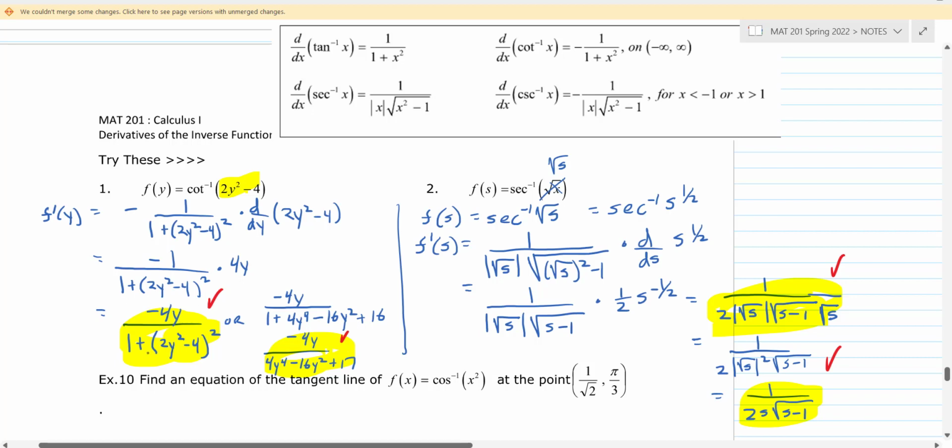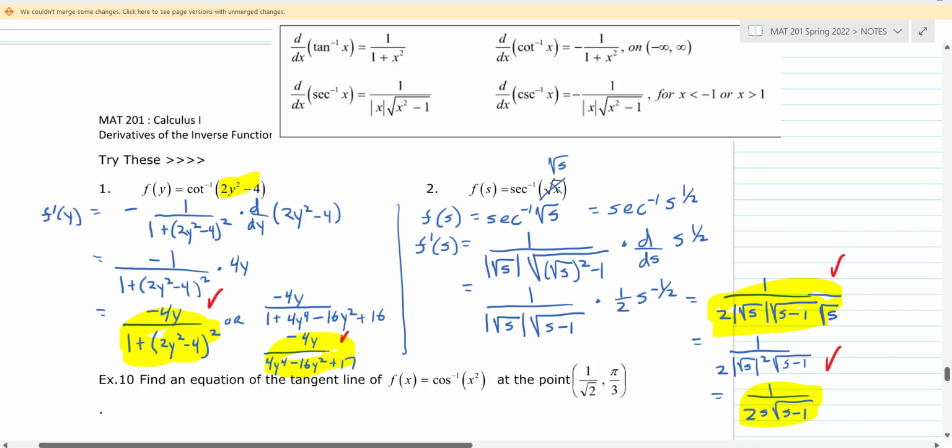You got that answer. If you FOILed this out, you would get 4y to the fourth minus 16y squared plus 16. You could combine the 16 and 1 to get 17, so you could have that. So either answer is okay. This next one, when you get into this inverse secant, inverse cosecant, you've got this absolute value that pops up.